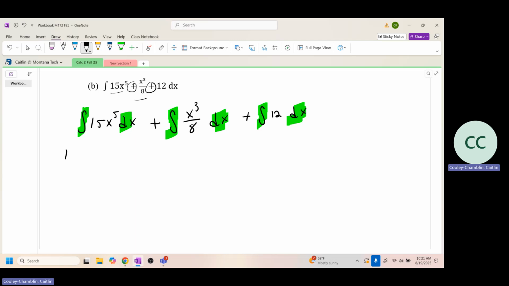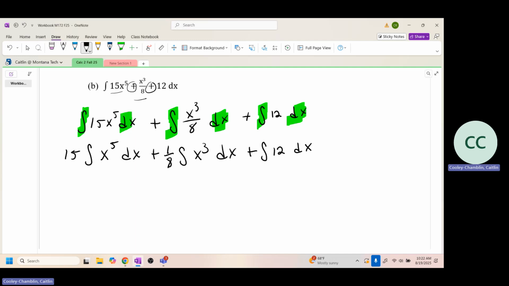So I'm going to bring out the 15: 15 times the integral of x to the 5th dx plus 1/8 times the integral of x cubed dx plus, you can leave 12 in there, you can bring 12 out. That's up to you. I'm just going to leave it in there. I don't have an x as a placeholder, and it seems silly to bring the 12 out and just leave the 1.